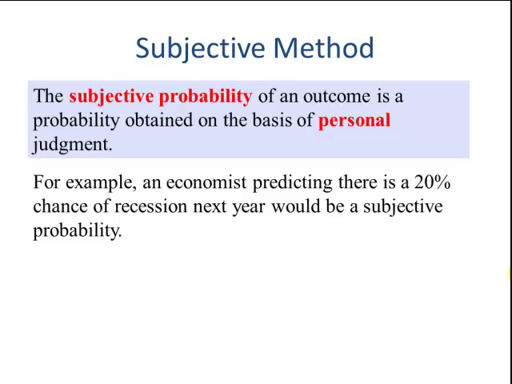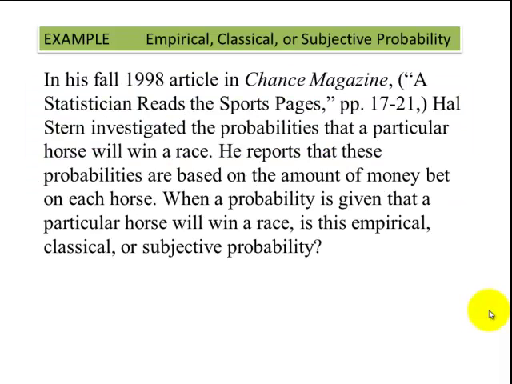A subjective probability of an outcome is the probability that's obtained from personal judgment. For example, an economist predicts that there is a 20% chance of a recession next year would be a subjective probability. In his fall 1998 article in Chance magazine, Al Stern investigated the probability that a particular horse will win a race. He reports that these probabilities are based upon the amount of money bet on each horse.